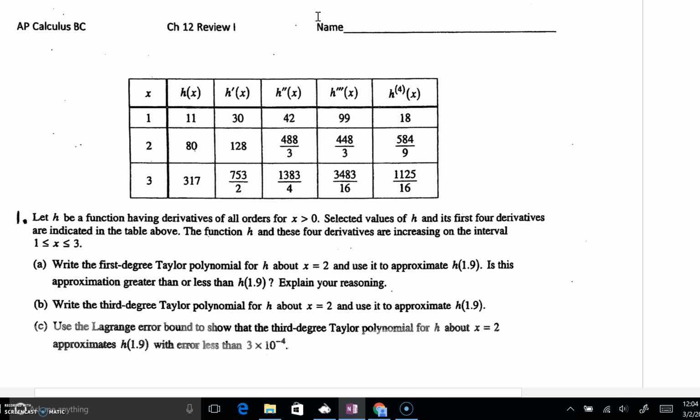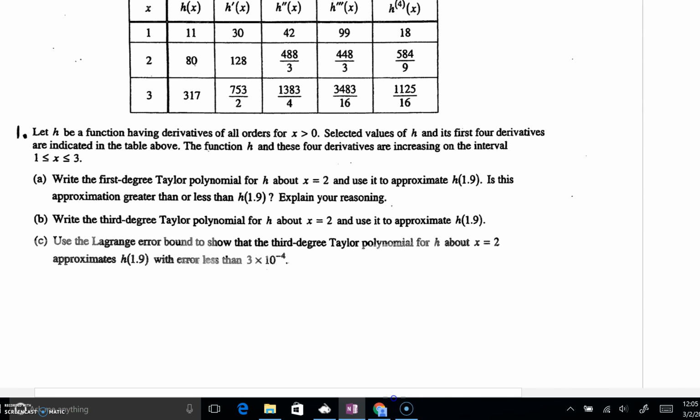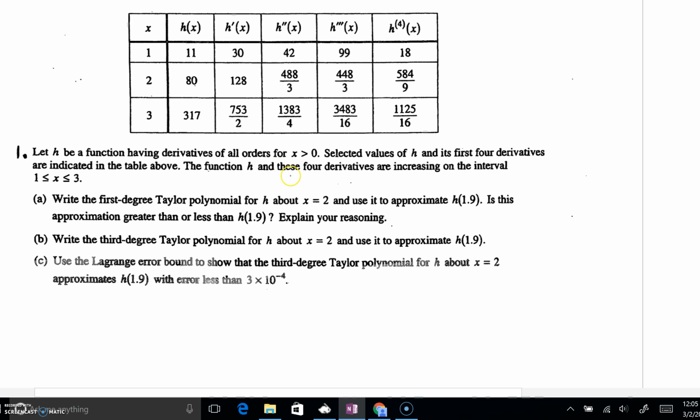Okay, we've got a very important problem here, very much like an AP problem. Chapter 12, Review 1, we have a table with derivatives. We've got derivatives and the function itself evaluated between 1, 2, and 3. Function h and all four derivatives are increasing on this interval, we are being told. So definitely want to work this through. Let's take a look at part A.